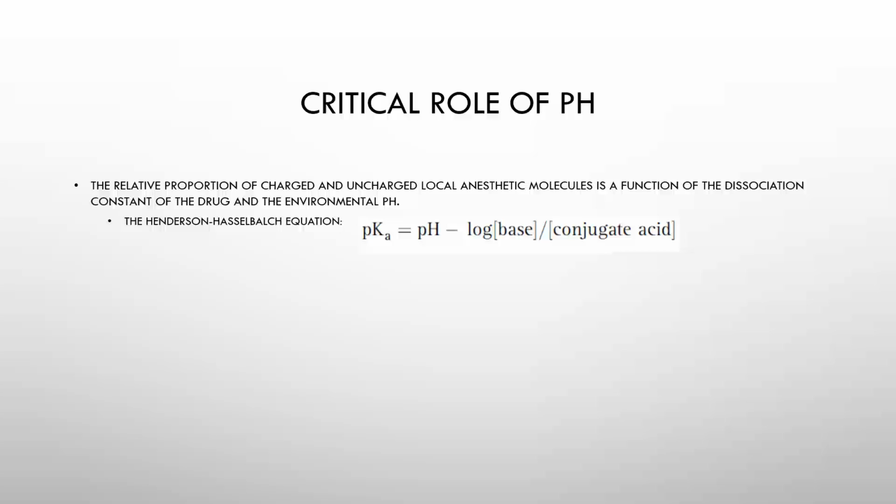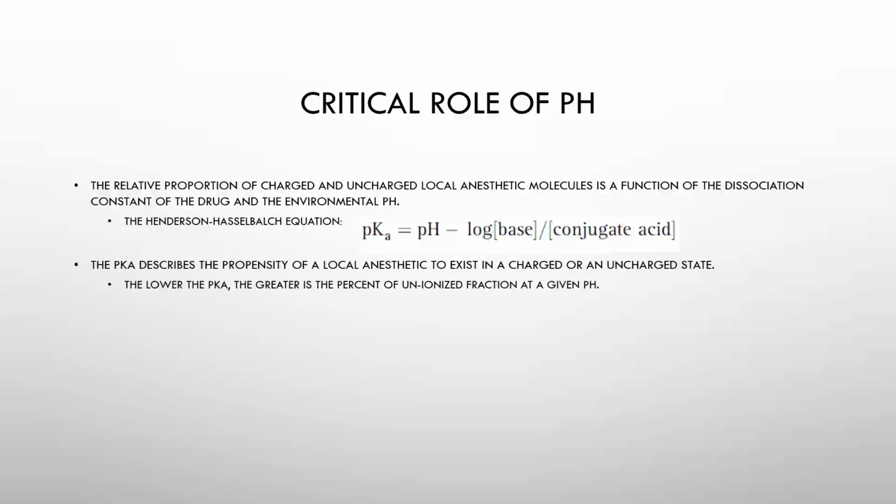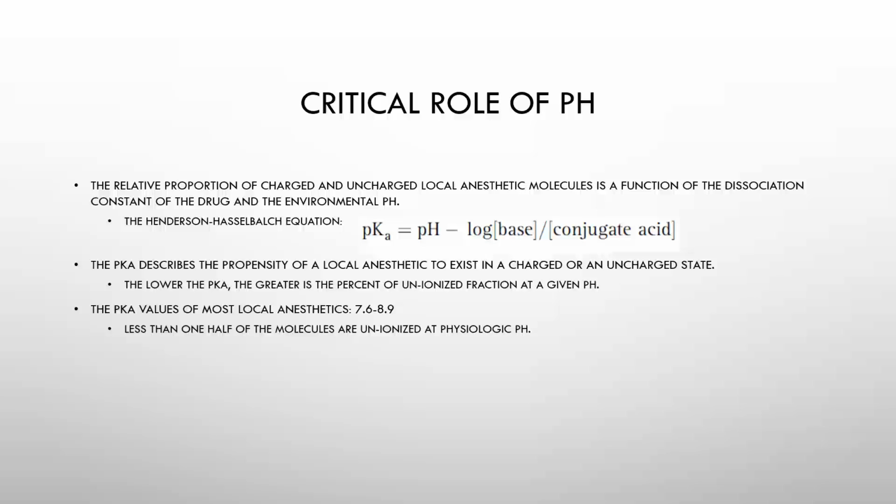The relative proportion of charged and uncharged local anesthetic molecules is a function of the dissociation constant of the drug and the environmental pH. As you remember from the Henderson-Hasselbalch equation, the pH is equal to the pKa plus the log of the concentration of base over conjugate acid. If the concentration of the base and conjugate acid are equal, the latter portion of the equation cancels out because log of 1 is 0. So the pKa provides a useful way to describe the propensity of local anesthetic to exist in a charged or uncharged state. And the lower the pKa, the greater is the percentage of unionized fraction at a given pH. The pKa values of the commonly used injectable anesthetics are usually between 7.6 and 8.9. So this means that less than half of the molecules are in unionized form at physiologic pH.